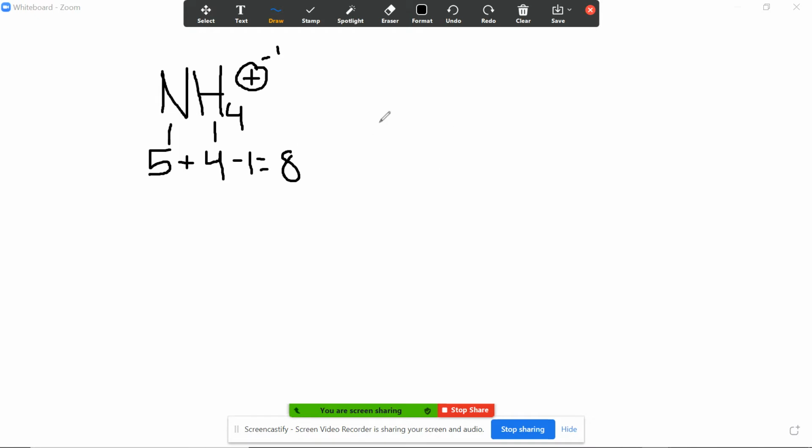This one is a pretty straightforward Lewis structure. You have nitrogen in the middle, and you have 4 hydrogens. So we're going to do 1, 2, 3, 4. And we're done. So this is ammonium.